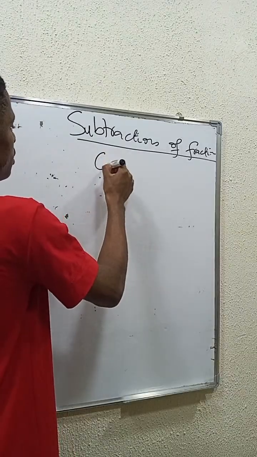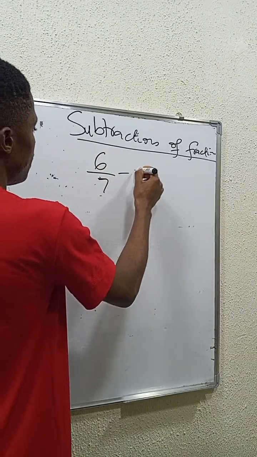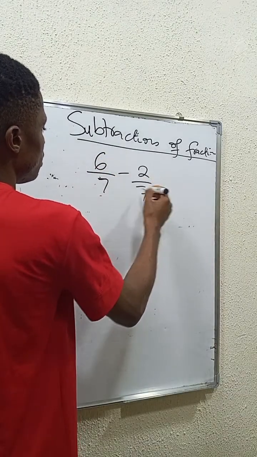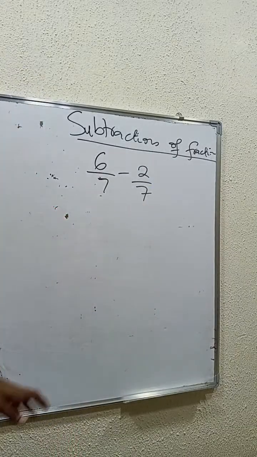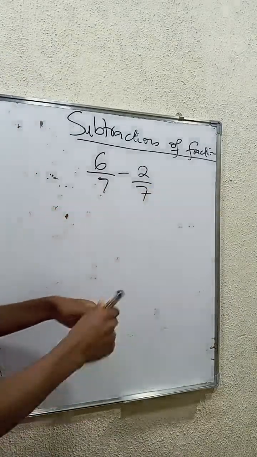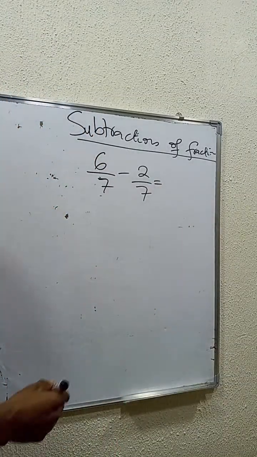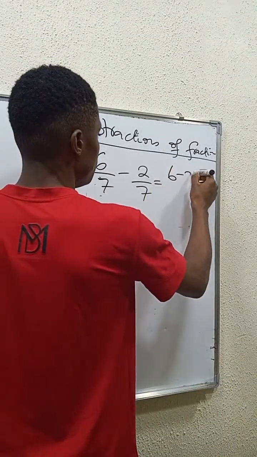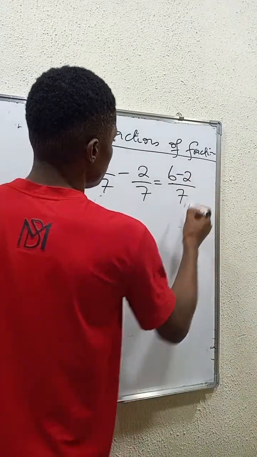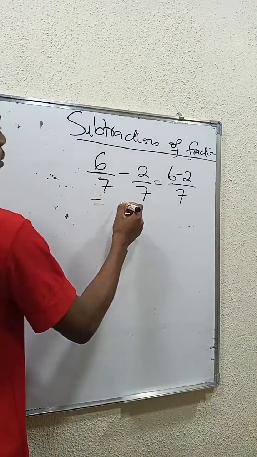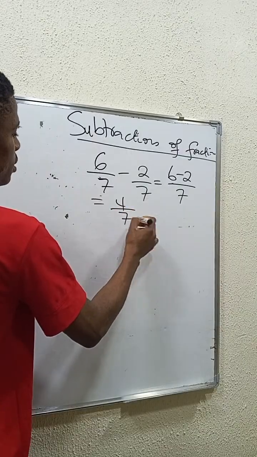Let's take, for instance, 6 over 7 minus 2 over 7. You understand that these two fractions have the same denominator of 7. So what do we do? It's very simple. You subtract the numerators, 6 minus 2 over 7. And that will give you 4 over 7.